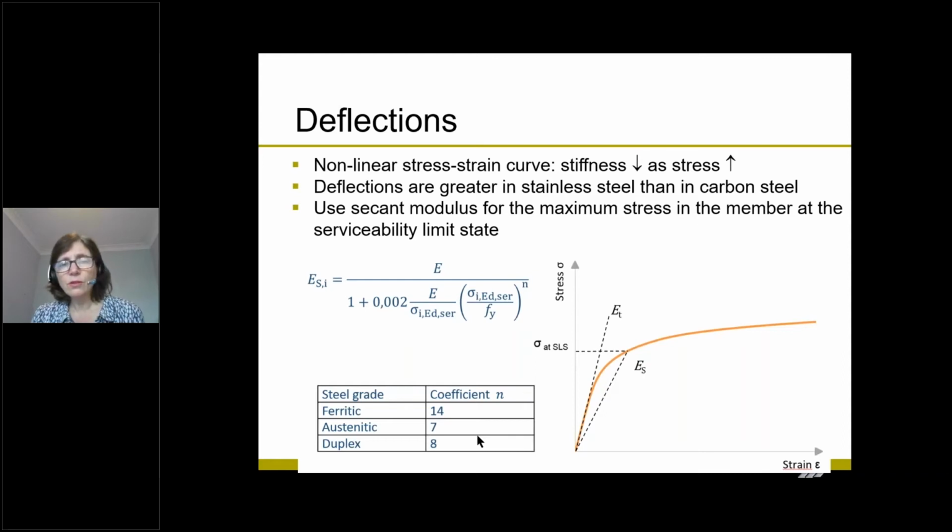However, this is not a particularly significant issue for duplex stainless steels. So you'll find even for heavily loaded duplex beams that there is only a small increase in deflection. It is greater in austenitic stainless steels because of the lower strength.